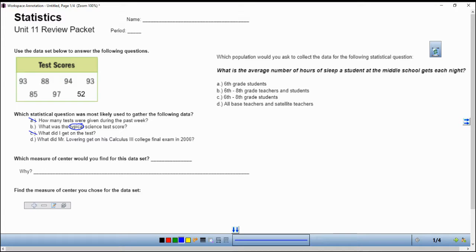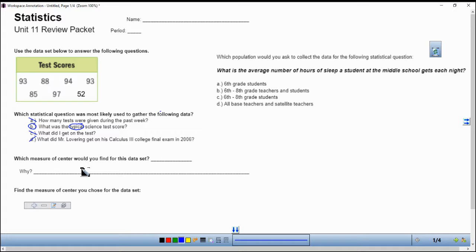And then what did Mr. Levering get on his Calculus 3 final exam in 2006? Well, it's not that one either because that's only one test score, so it couldn't be that. So I'm going with B. What was the typical science test score? I'm going to go with that.